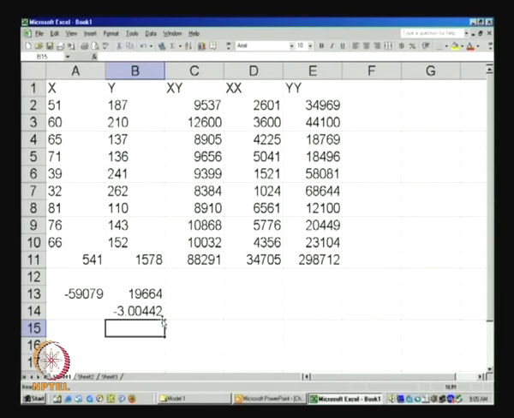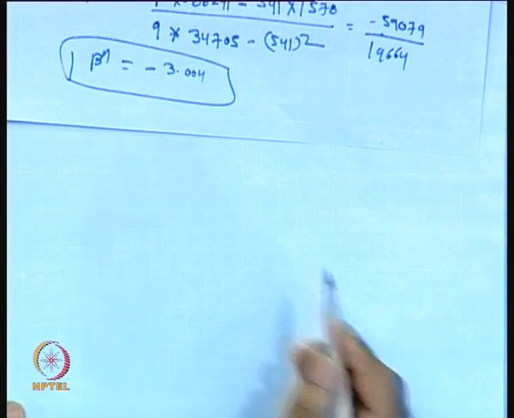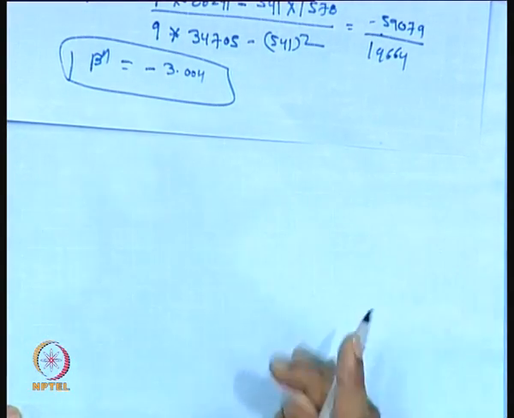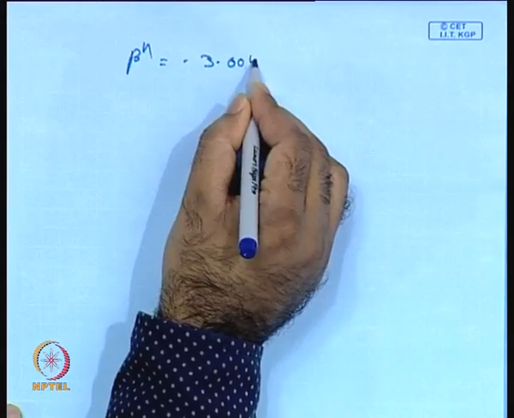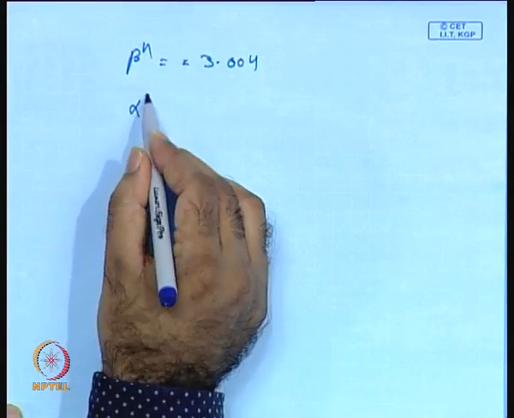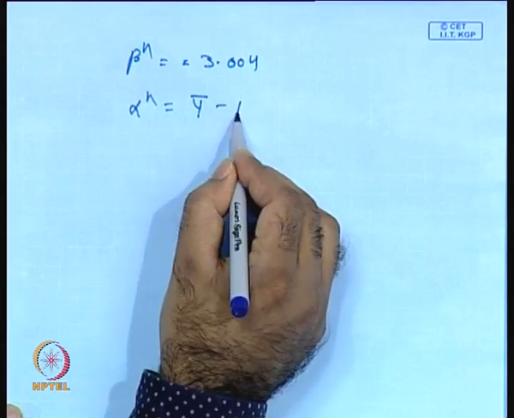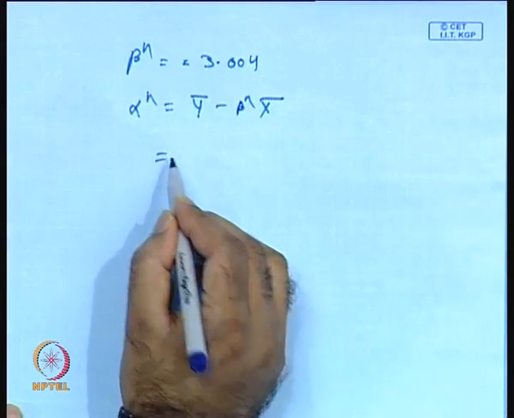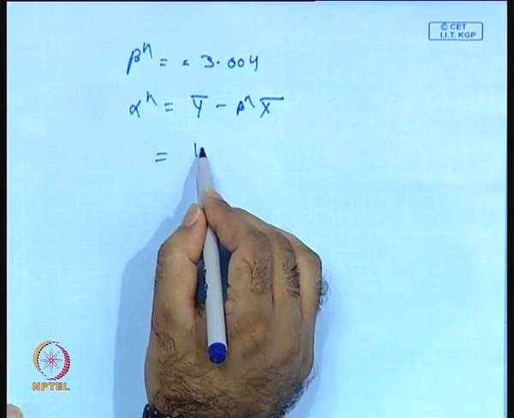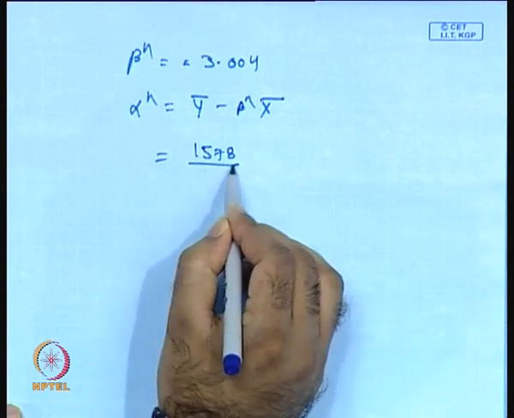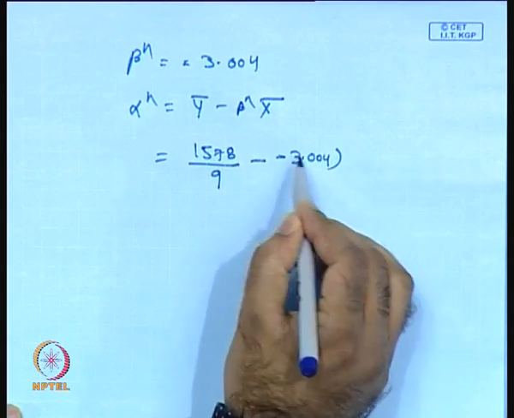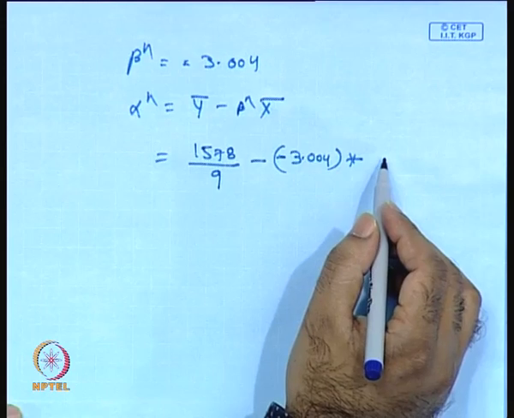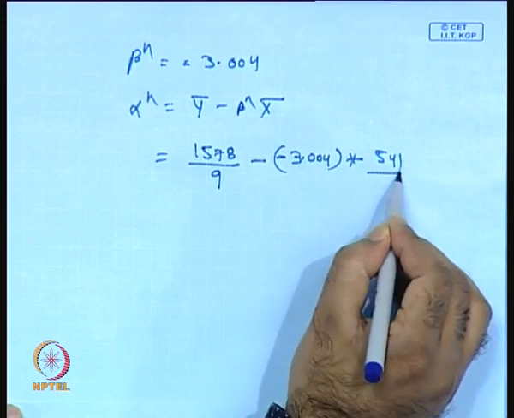So corresponding to beta hat, we would like to know what alpha hat is here. I am repeating once again: beta hat is coming minus 3.004, and we would like to know what alpha hat is. Alpha hat equals y bar minus beta hat x bar. So what is y bar here? Now 1578 divided by 9 minus beta hat, equal to minus 3.004, multiplied by x bar. X bar is 541 divided by 9.